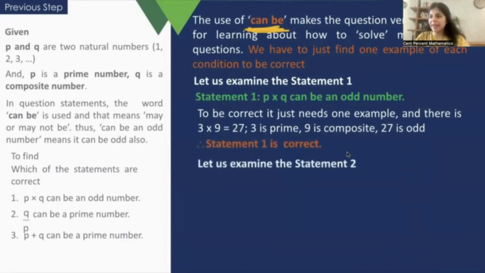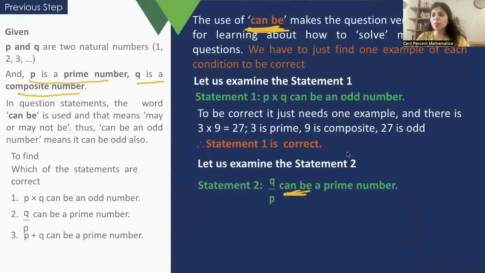Let us examine the second statement. It's Q by P can be a prime number. Again, we just need to find two such numbers, Q and P. Obviously, the conditions are given to you that P is a prime number and Q is a composite number, such that Q by P can be a prime number. So think for yourself. If I take Q to be 9 and P to be 3, I get Q by P as 3, which is a prime number. So the second statement is correct too.